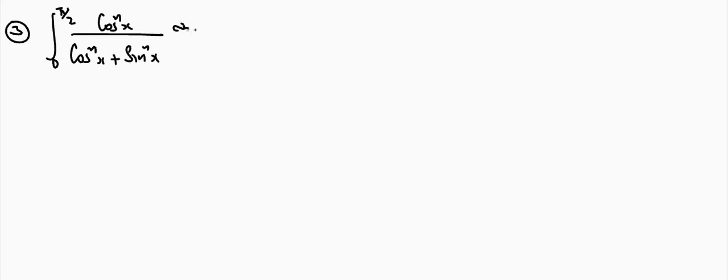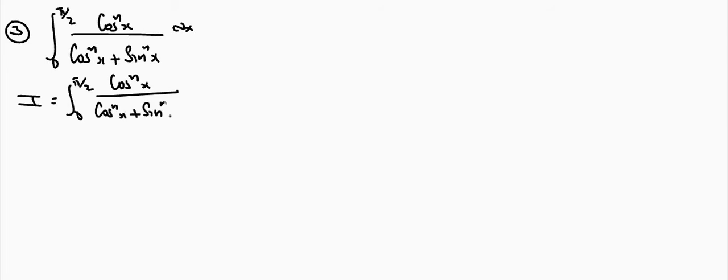Integral 0 to pi by 2. If it is sin raised to n or cos raised to n, let it be cos raised to nx divided by cos power nx plus sin power nx dx. Take it as I, equal to, same property number 5. Then everybody apply it, we are going to get cos raised to nx by cos raised to nx plus sin raised to nx. We can frame any number of questions using this.